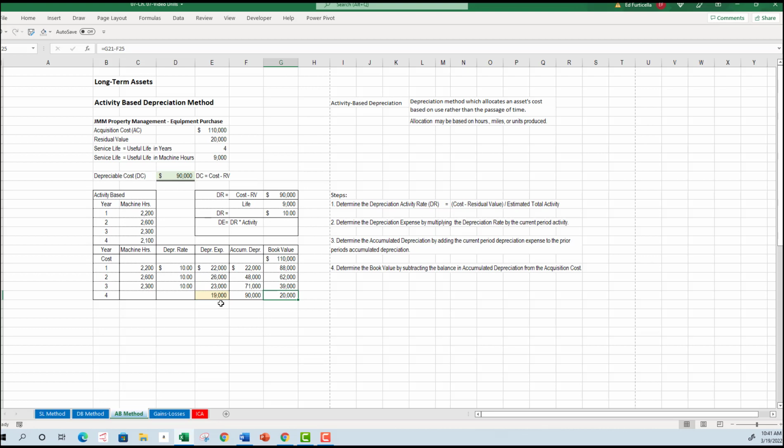The depreciation expense for each year, again, will show up on the income statement. The book value for the equipment will show up on the balance sheet. That's all there is to activity-based depreciation. Now, before we end this session, let's try one more problem.